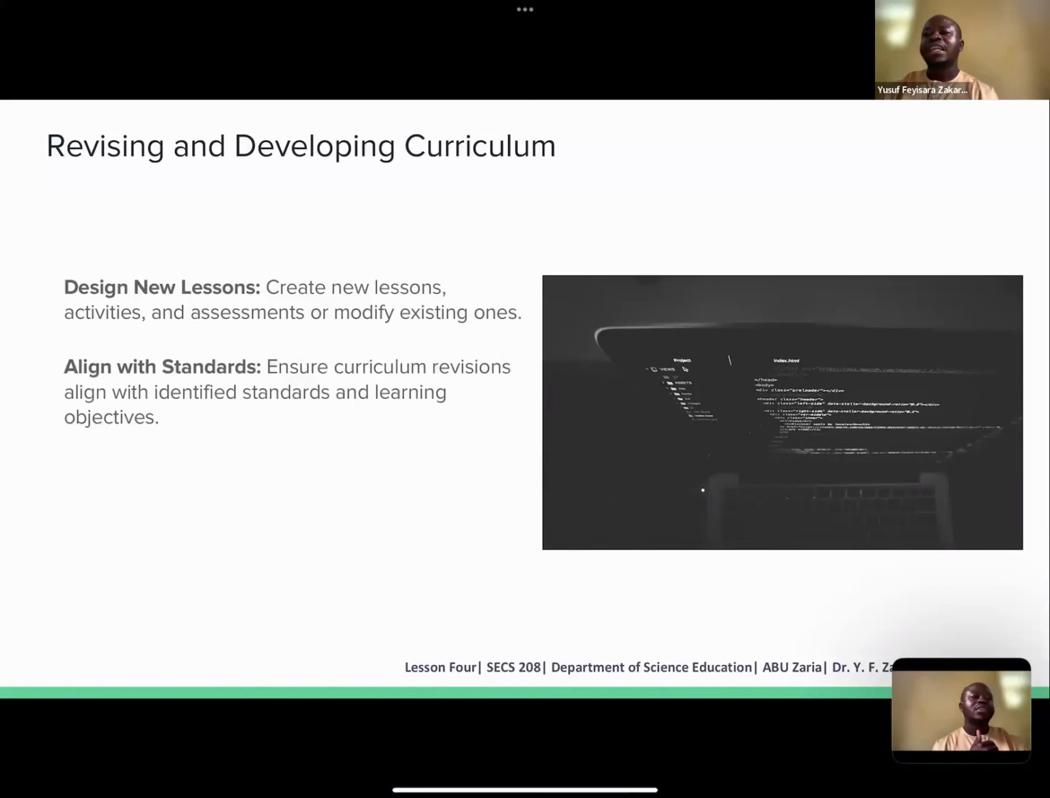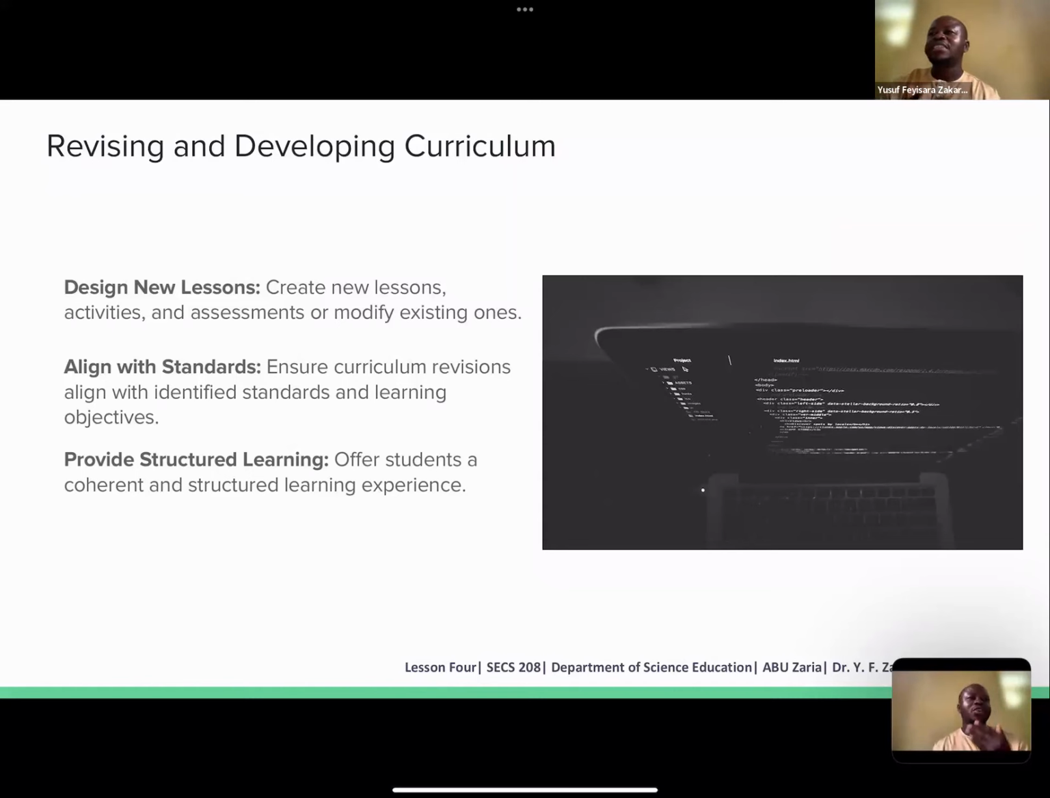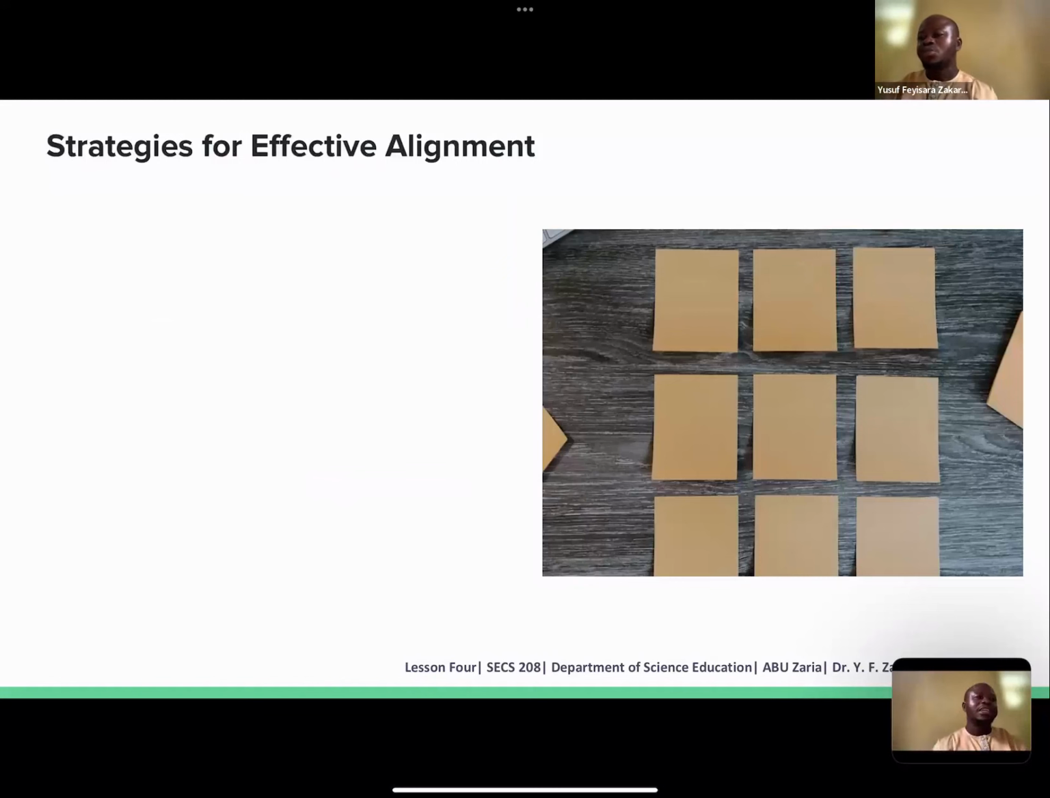You make sure this is aligned with your standards, and then you provide structured learning for students, okay? And in the process of providing structured learning for students, you need to make sure that there is coherence between what you set out to achieve, the content in the curriculum, and what is actually implemented, which we shall get to. And that's why we move to the strategies. So what are now the strategies you can use? You have known the process through which you can revise an existing curriculum, or develop a new curriculum. So what are the strategies that you can use to ensure you have this?